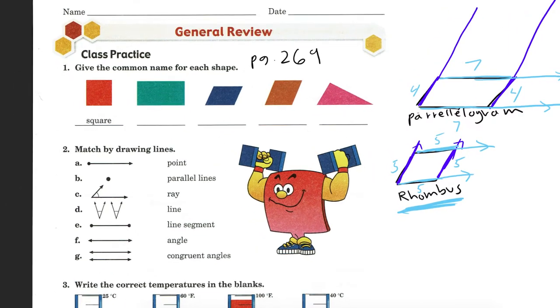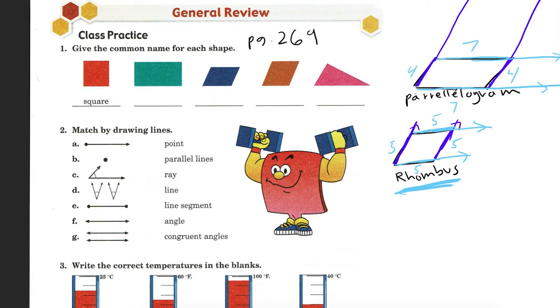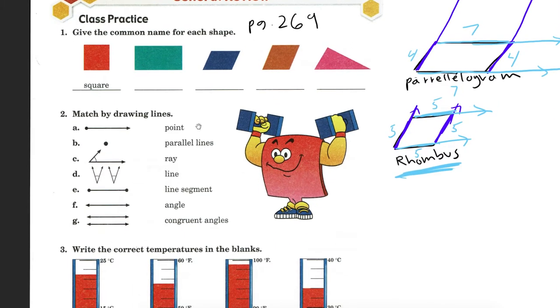Same thing for number 2, match by drawing lines. If you go back to page 267, that's going to help you with this page here.